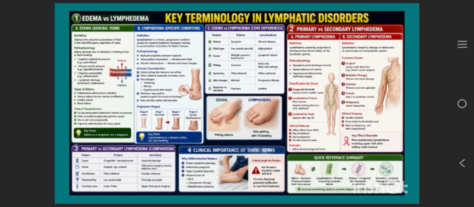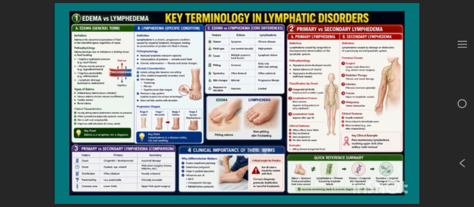The clinical features of primary lymphedema are: firstly, it often affects the lower limbs. Secondly, it may be bilateral. Thirdly, slow progression. Fourth, no clear external cause. An example of primary lymphedema is Milroy disease, a congenital form.